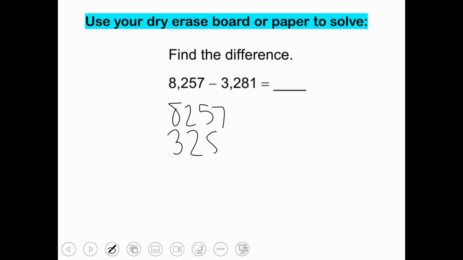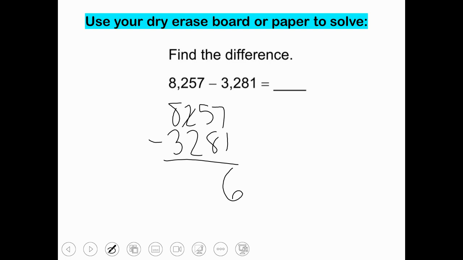Because then I can see each place value lined up. Okay, 7 minus 1 is 6. 5 minus 8, can't do it. That 5 is smaller than that 8. The number on top is smaller, and I can't reverse the numbers because this is subtraction. You always put the bigger number on top. Can't reverse that number, okay?